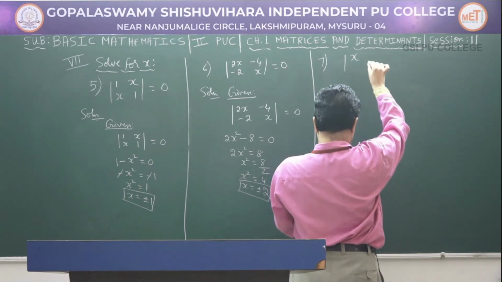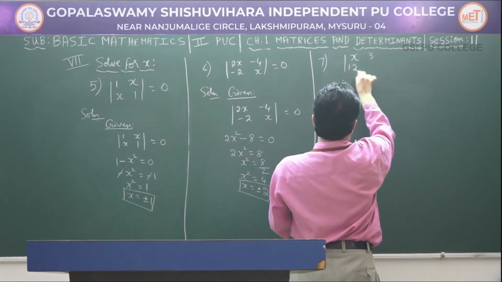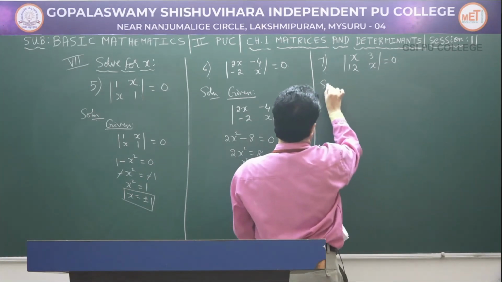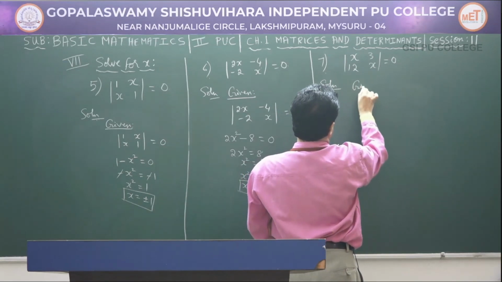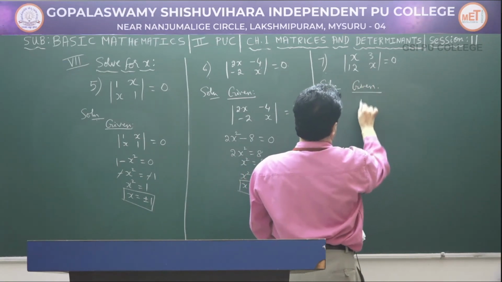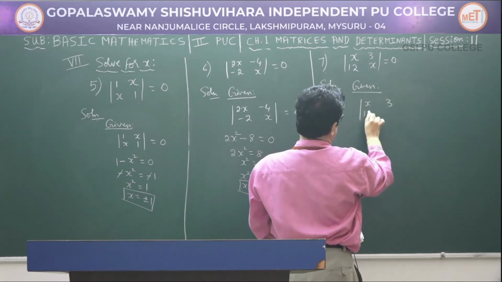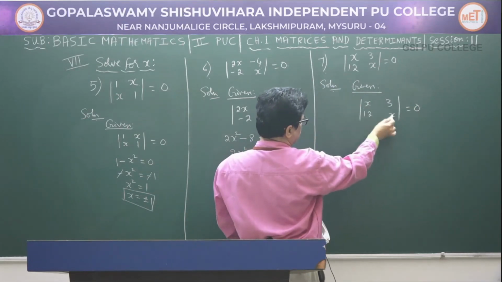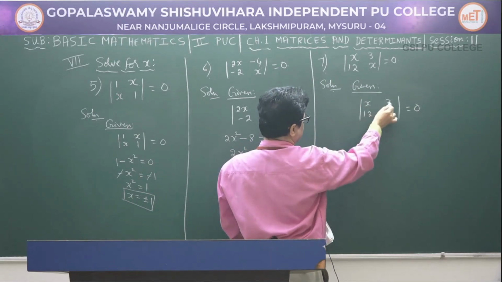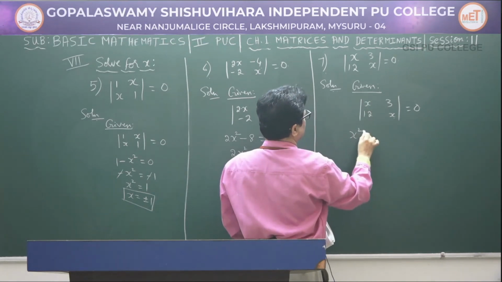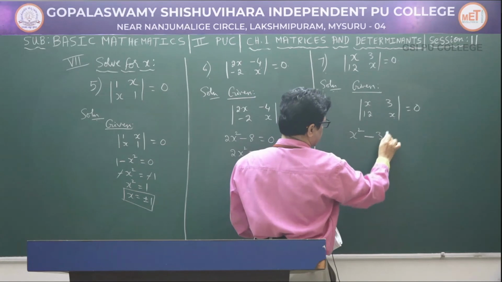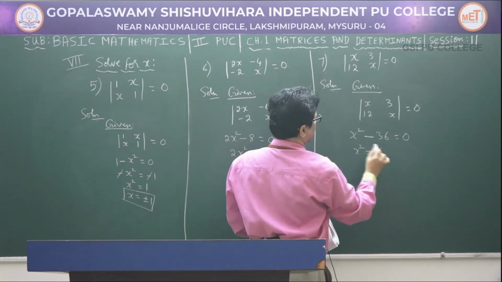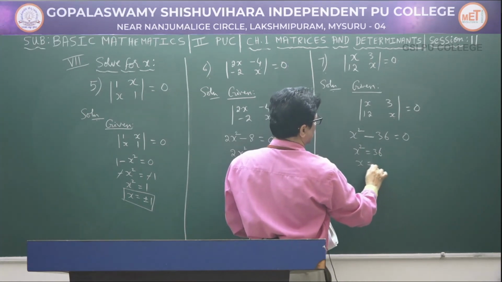Determinant of x 3, 12, x will be equal to 0. Solution. The product of the principal diagonal minus the product of the other diagonal, that is x into x, x square, minus 12 into 3, 36, will be equal to 0. So x square will be equal to 36. So x is equal to plus or minus 6.